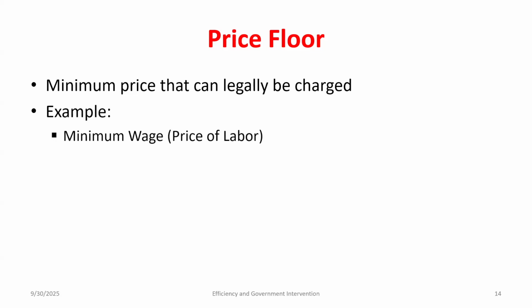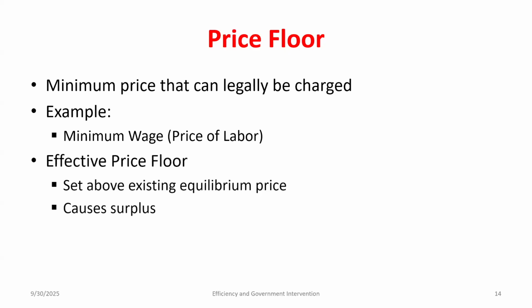The best example we have of this is the minimum wage. Whatever the current equilibrium wage would be for minimum wage jobs, the government says that's too low. You can only pay people this amount. It prevents their wage from going any lower. So an effective price floor needs to be set above our equilibrium price. And unlike a price ceiling, it won't cause a shortage.